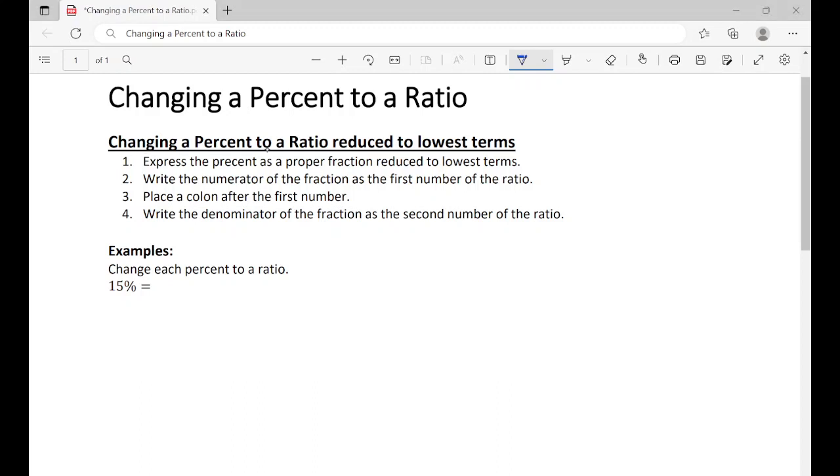When changing a percent to a ratio that's reduced to lowest terms, we must do the following. First, we're going to express the percent as a proper fraction reduced to lowest terms. Next, we're going to write the numerator of the fraction as the first number of the ratio. We're going to place a colon after that first number. And then finally, we're going to write the denominator of the fraction as the second number of the ratio.